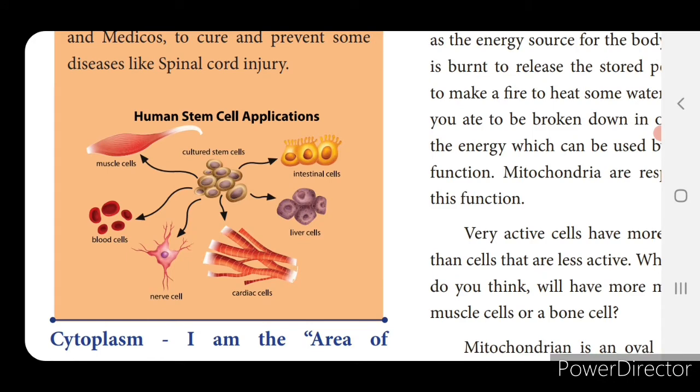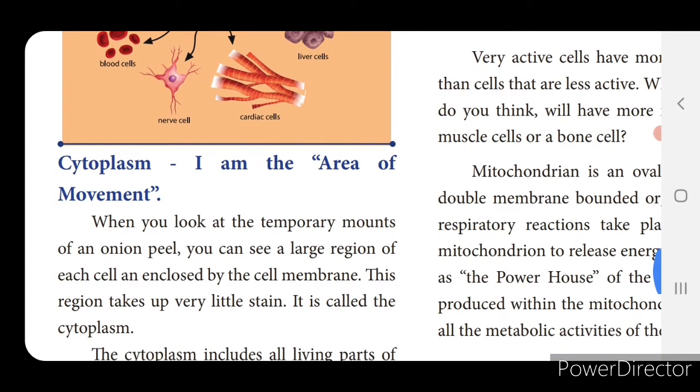It is a cultured stem cell. It can be used in intestinal cells or liver cells or cardiac cells, nerve cells, blood cells or muscle cells. Now we'll see the cytoplasm.